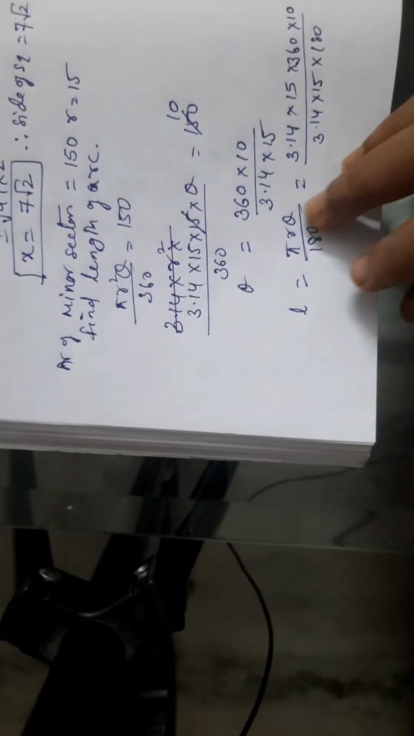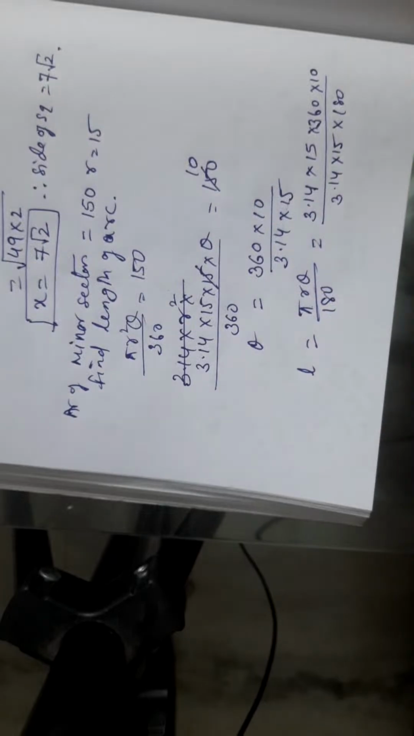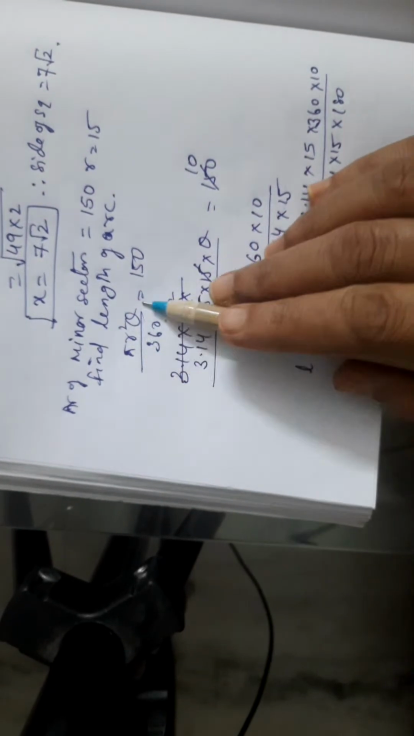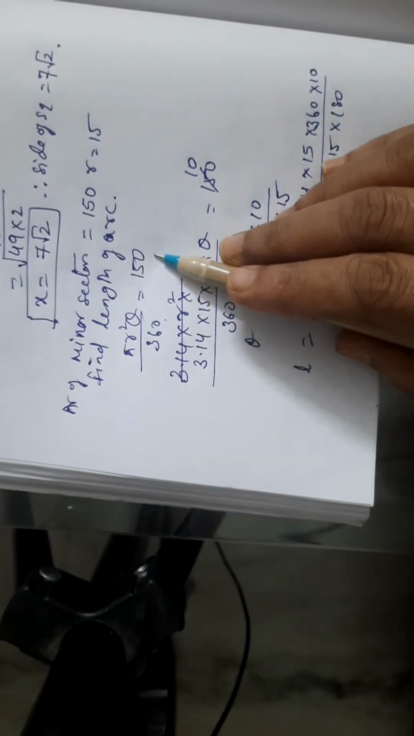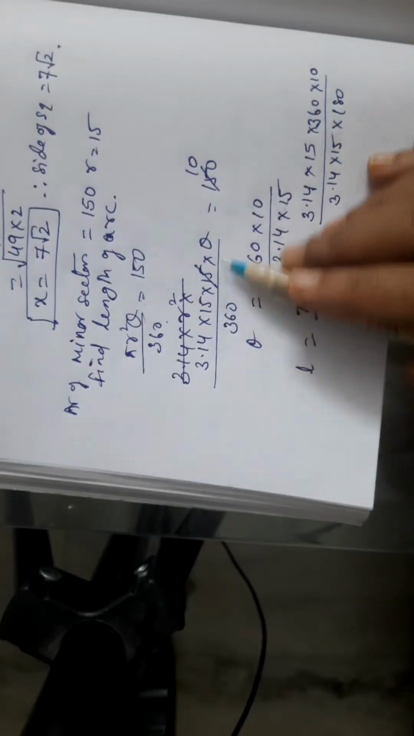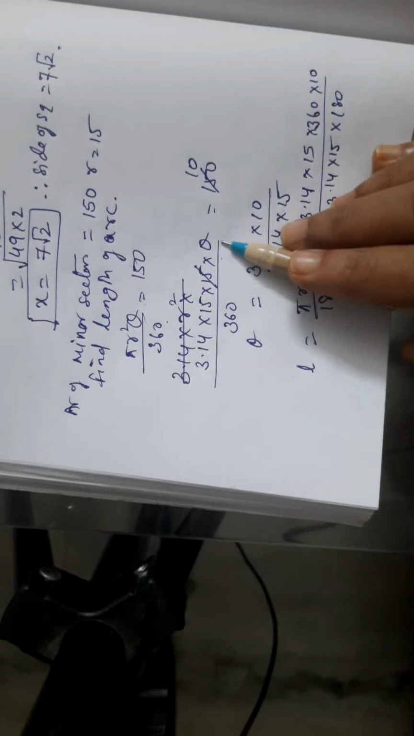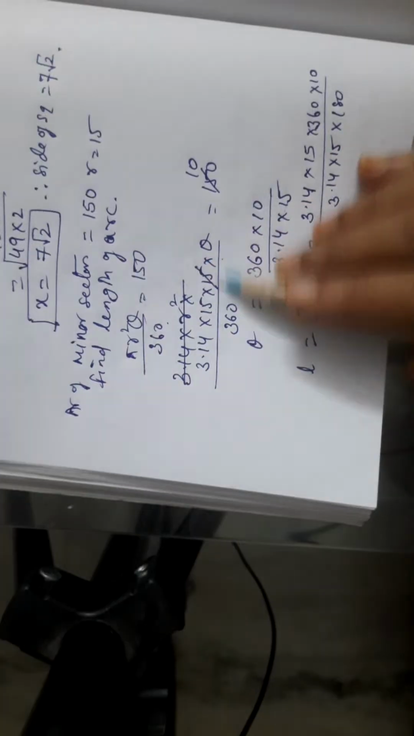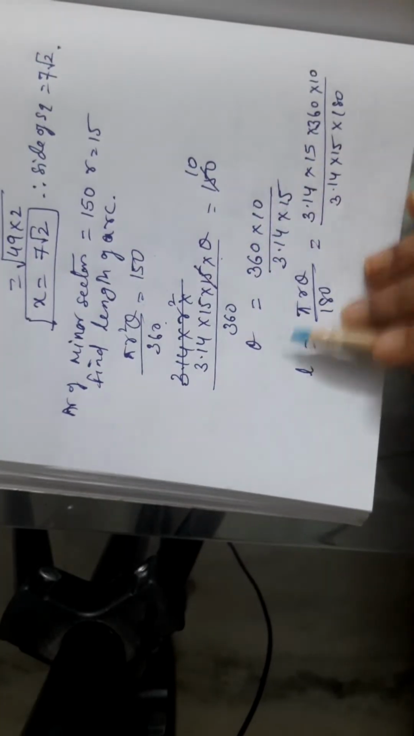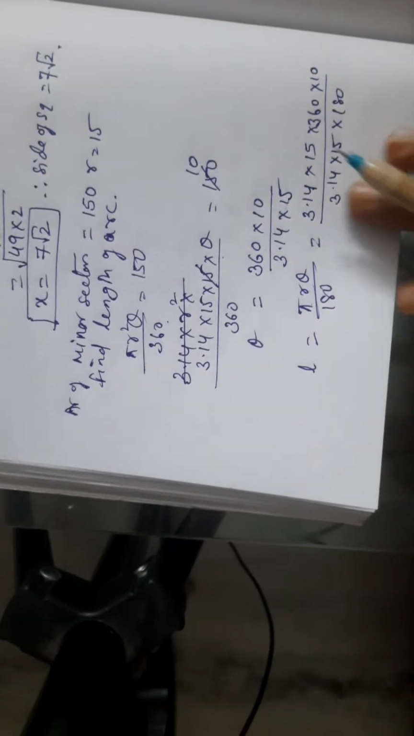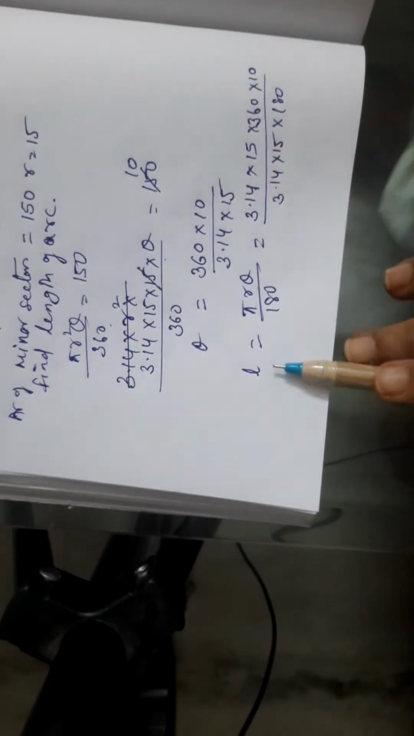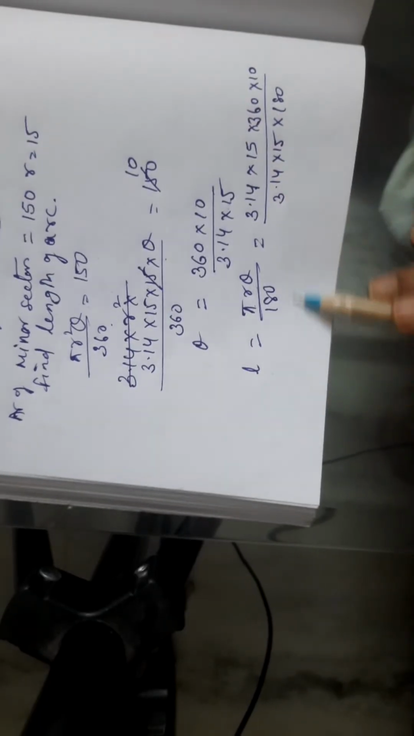Let me explain once again how we got this. First we calculated the area of the sector. It's pi r square theta by 360, and it's given as 150. Pi is 3.14. The radius is 15, and the square is there, so 15 into 15. Theta is not given, divided by 360. So I cancel this 15, and here our 10 is left. Now, having done cross multiplication, we got the value of theta in fraction form. So don't go for the calculation. Leave it as it is. Then length of arc is pi r theta upon 180.